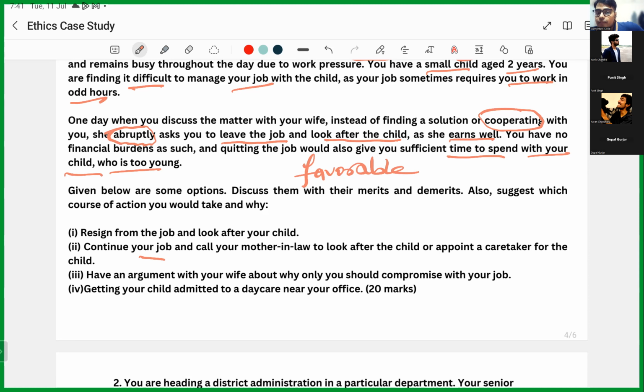Now, have an argument with the wife, with why only you should compromise. Again, coming to this point only. This is clear, that it will become deliberation. Demerit: stress will come into the relationship. It will be a stressful relationship because you are going with an argumentative mood. Strained relationship again. Okay, no peace at home. Peace and tranquility will be lost. Third, if your child is there in such situations where the ambience and the environment of the house is not good, even that is a demerit for me.